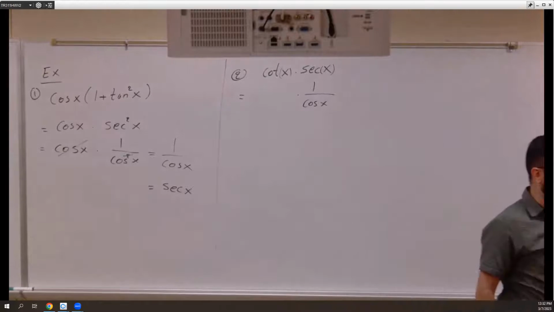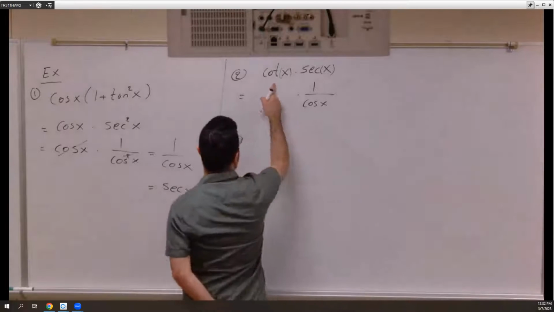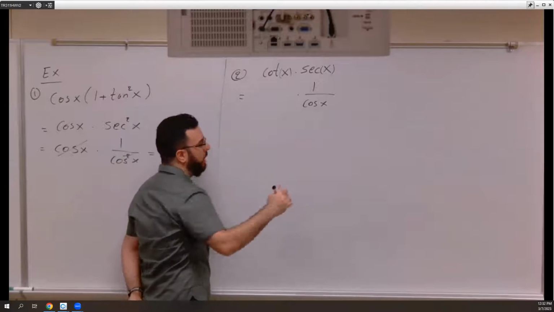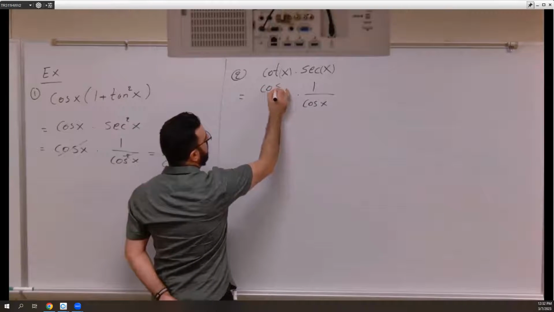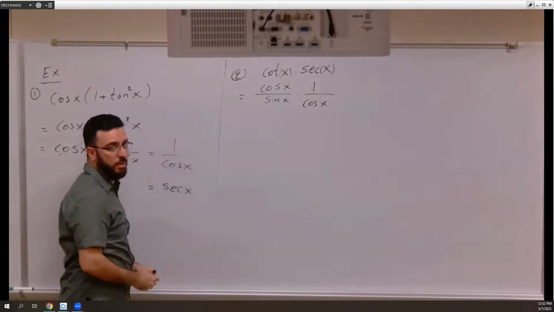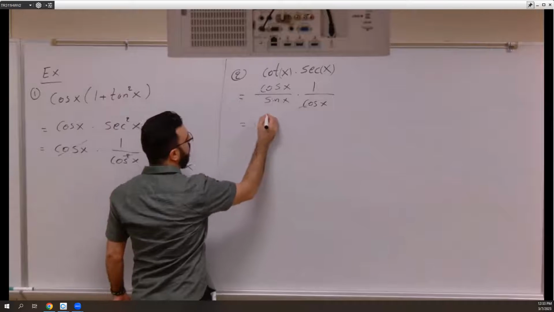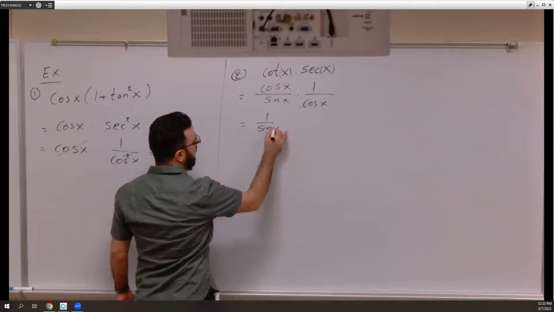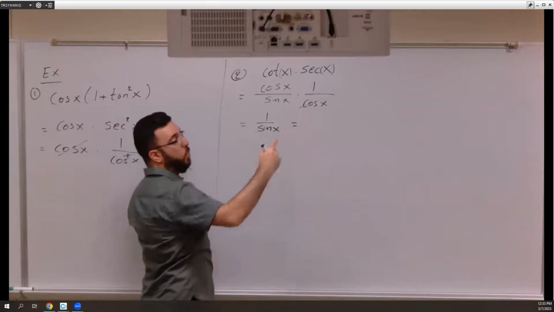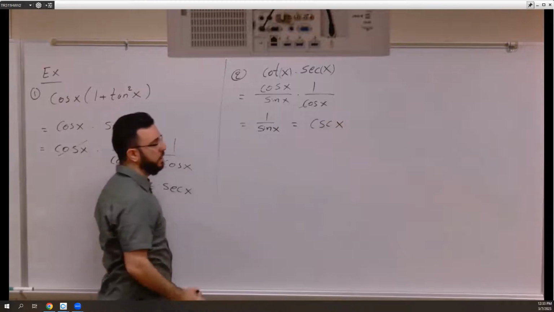But can I use the tangent equal what? Sine over cosine. The tangent equals sine over cosine. So I'm going to say, okay, if I say cotangent is what? Cosine over sine. Cotangent is cosine x over sine x. Now, can I cancel? This one cancels with this one. So the left is 1 over sine x, which is equal what? 1 over sine equal cosecant x. That's it.